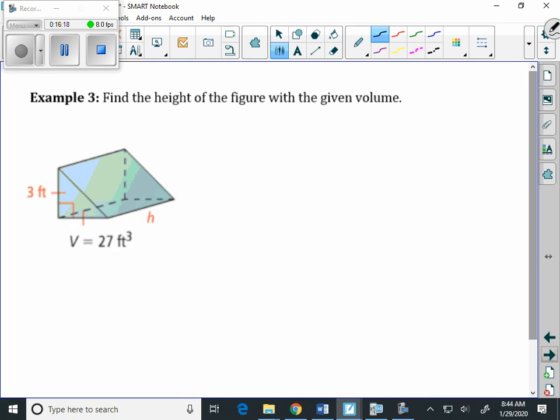Switching it up just a little bit here, but still doing the same kind of idea. It says find the height of the figure with a given volume. So once again, what we know is that we have a triangle for a base. We don't have any circle in this problem, which means that we are going to be working with a prism. And the area of the base, or the general formula, is big B times H. And ultimately what we want to do is figure out what that H in that formula stands for.